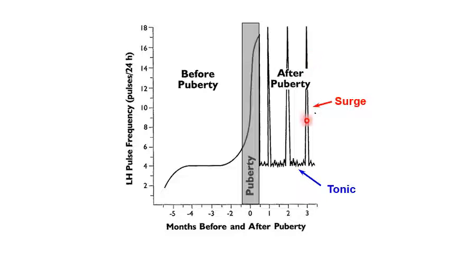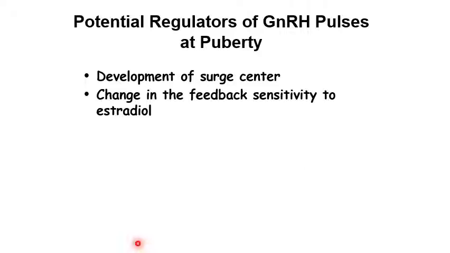The surge is brought about by the surge center, while the basal level of the GnRH is brought about by the tonic center. These are the potential regulators of GnRH pulses at puberty. Of course, we have the development of the surge center. This is very important, of course, in the female animal. And we also have the changes in the feedback sensitivity to estradiol. So it is said that immediately before puberty, the feedback sensitivity to estradiol decreases.